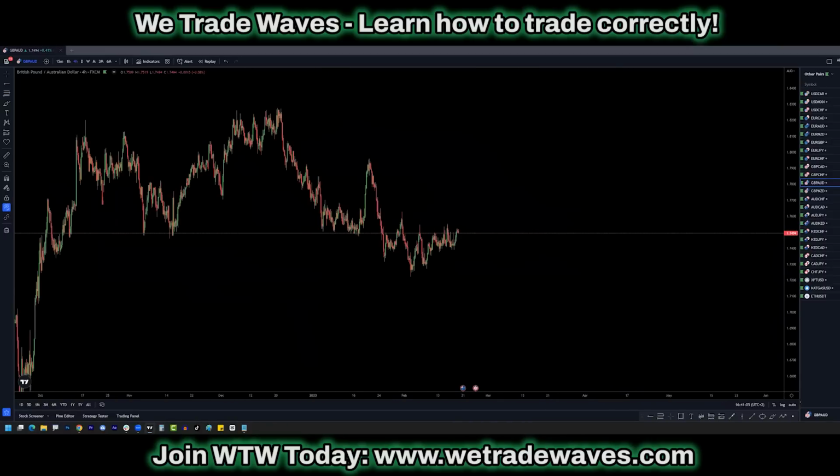Pound Aussie, this is correcting. After this corrective structure, another drop will be coming. This drop will be similar to this one. I'm giving you guys the similarity so you know how many pips you can make out of the next wave. All right. So that is the trade.